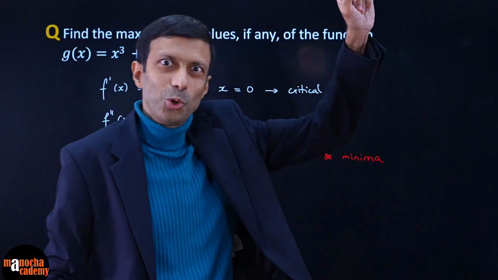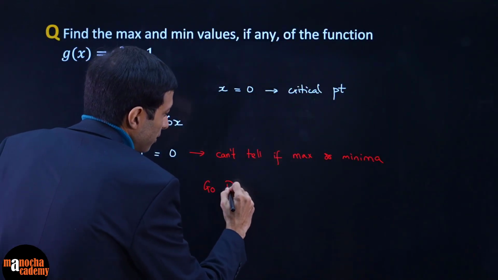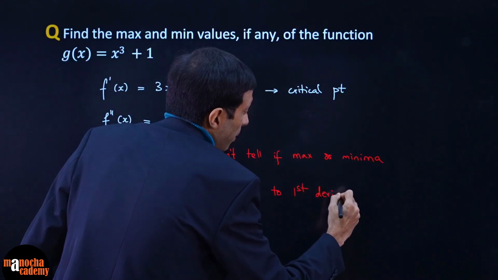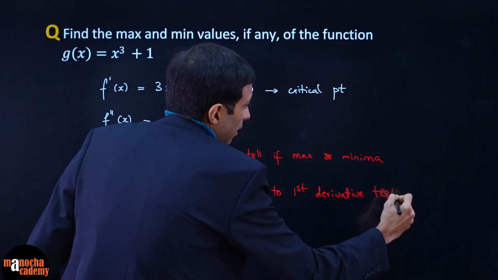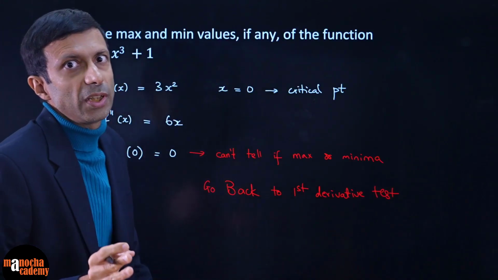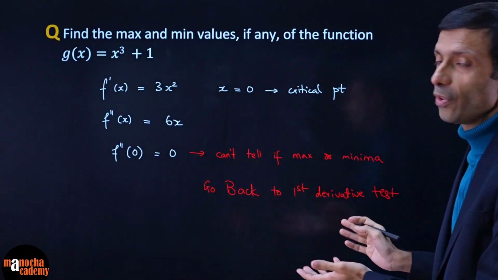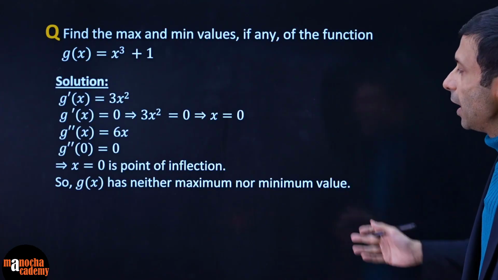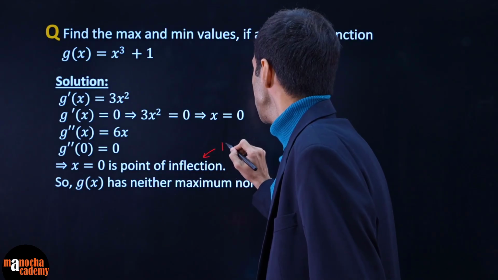Go back to the first derivative test, right? So go back to the first derivative test. And remember, we had looked at this, or you try it again, the more practice the better. If you look in that neighborhood region, you will see that on the left hand side and right hand side, slope was positive. It was a point of inflection. But the second derivative test cannot tell you that. This one we had seen by the first derivative test.